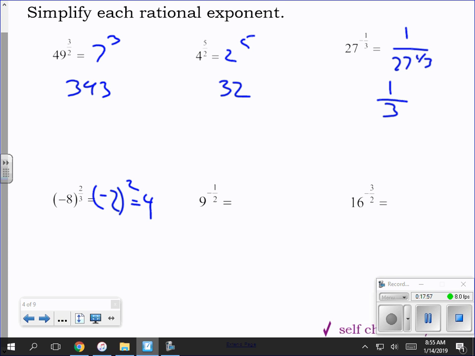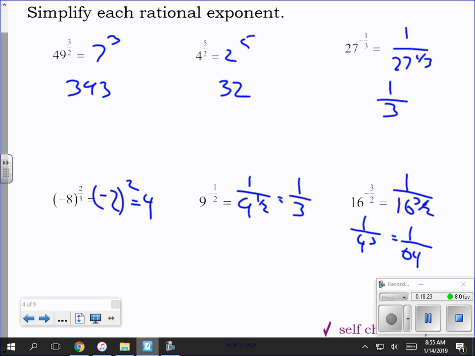9 to the negative 1/2 means I have 1 over 9 to the 1/2. 1/2 is the square root, so I get 1/3 on this one. And the last one, 16 to the negative 3/2, means I have 1 over 16 to the 3/2. That gets rid of the negative. The 2 means I take the square root. So I have 1 over 4 cubed, which means I have 1 over 64. Questions?